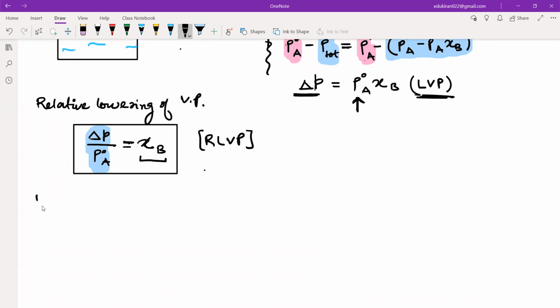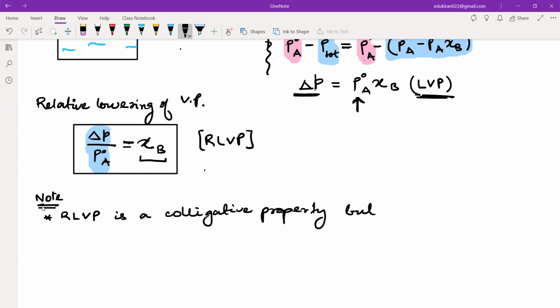That is why the note that you will write here is: relative lowering of vapor pressure is a colligative property. But lowering of vapor pressure is not a colligative property.